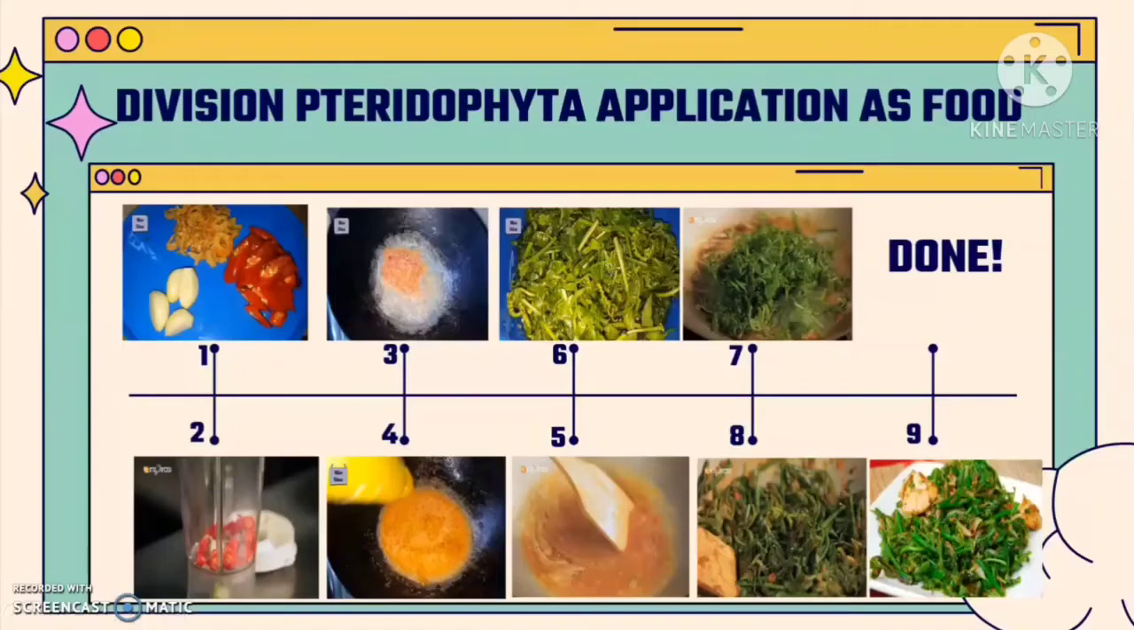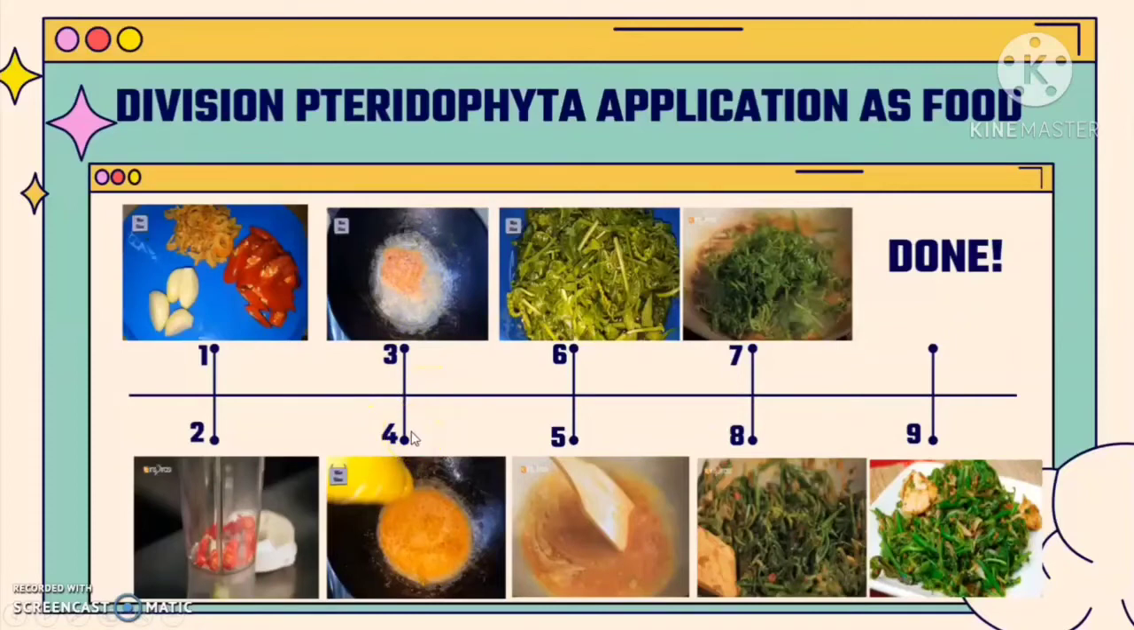I'm going to share with you how to cook sambal pucuk paku pakis, which is also known as division Pteridophyta. First of all, you have to prepare the ingredients. Here you may need dried shrimp, chili pepper, and some garlic. After that, we blend these ingredients in the blender. Then we heat the wok and put some oil in it, and we put the blended mixture into the wok and stir it well.